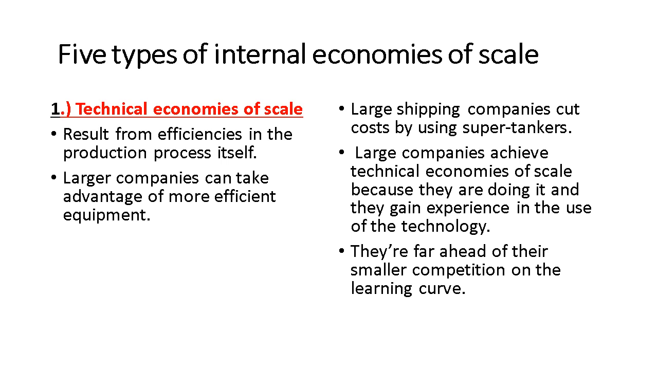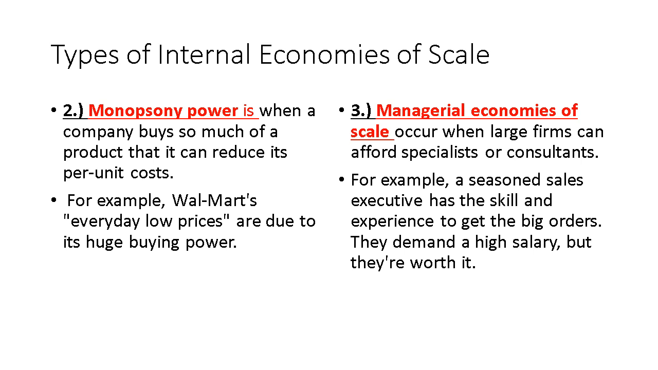The second one is the monopsony. What is this? Monopsony is when a company buys so much of a product that it can reduce its per unit cost. Let's take, for example, this consumer company Walmart. Walmart has a positioning of everyday low prices. Why? Because they buy huge amounts of product, which in turn can reduce its per unit cost. That is monopsony power.